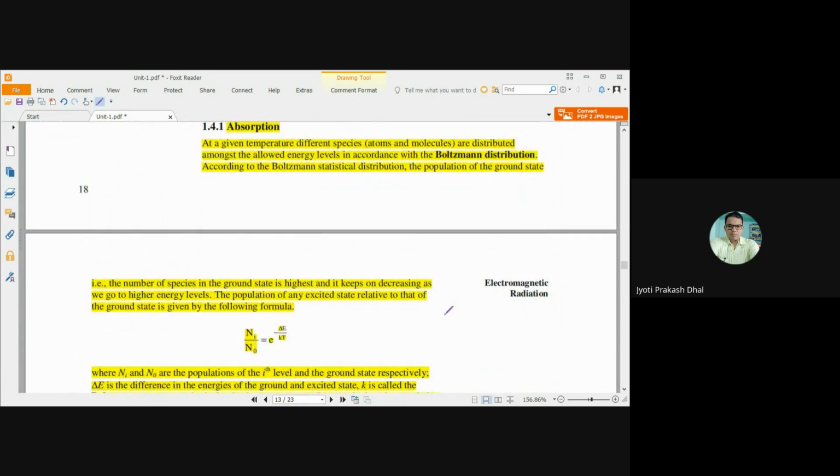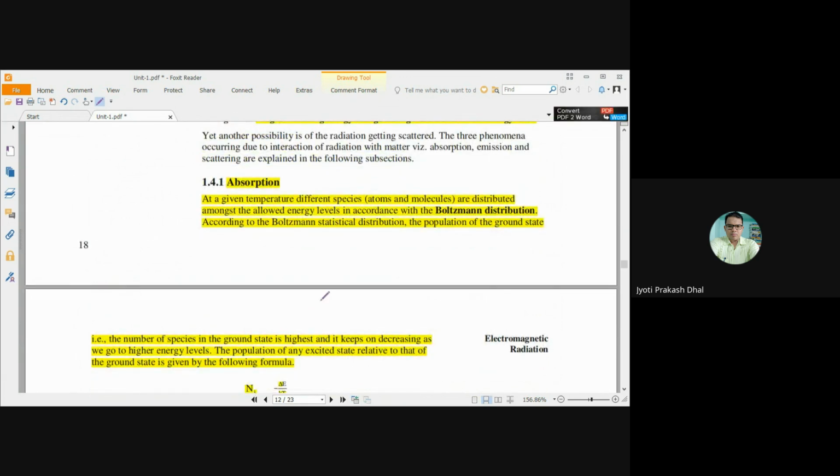Now coming to absorption. That means when the particle absorbs energy, it will undergo a transition from lower to higher, and if it emits energy of a particular electromagnetic radiation, it will come back from higher to lower. So the first one is absorption.